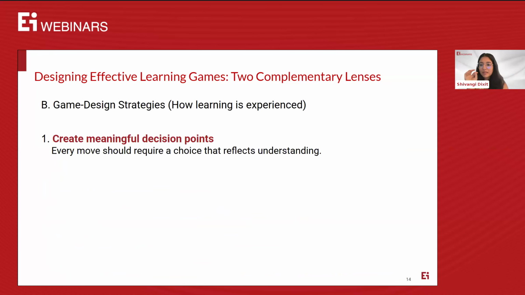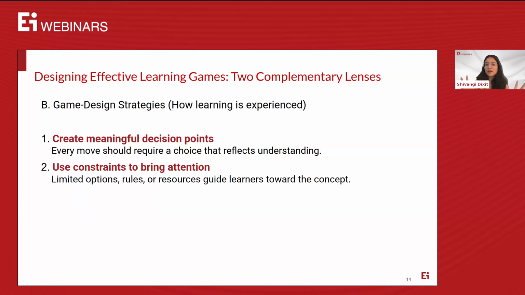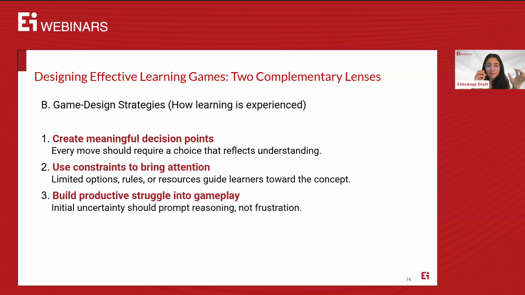So the first one is create meaningful decision points. Now, what this means is that when as a user, I try to make a move or I decide or I choose an option or I start giving an answer, I should take a pause and I should reflect, right? So we must give that space to the child. We have to use constraints to bring attention, which means we don't have to overstimulate the user, right? So too many rewards, or if you're doing a digital game, too many clicks, too many badges clearly distract a user, right? The third is build productive struggle.